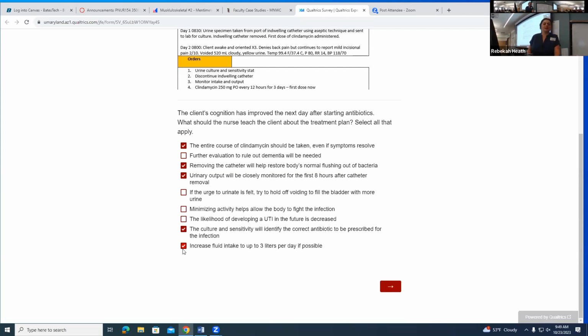So there's a culture and sensitivity. How would we know to select that? I understand what the C&S is, but according to this particular case, why would we run another one? It's not saying to do another culture and sensitivity. It's just saying in general, the patient should know that when we get the culture and sensitivity of the urine, it directs us to give them the right antibiotic. Okay, it's not saying to do another test. It's just informing the patient of how that works. All right, so those are all the correct answers. Good job. Let's go to the next one.